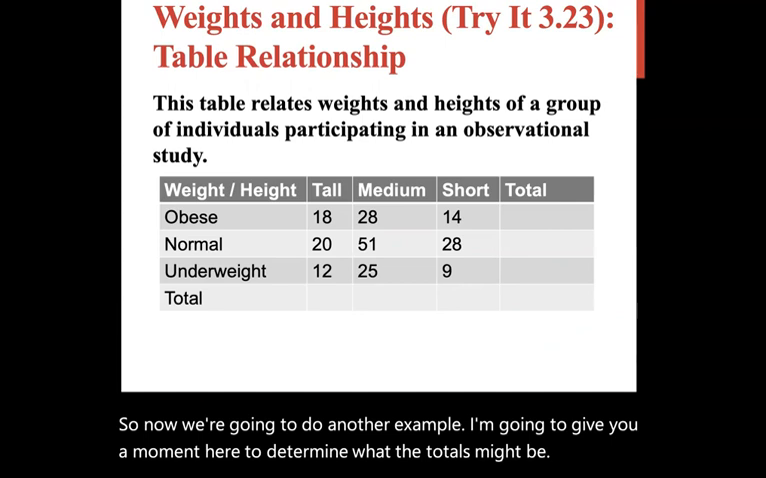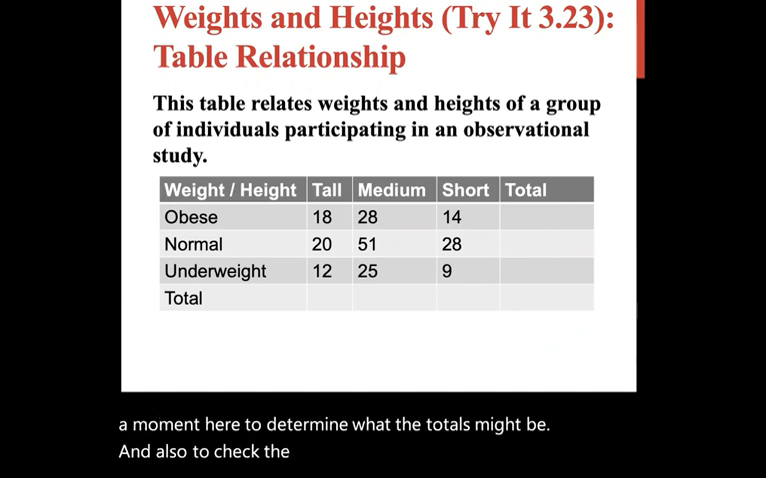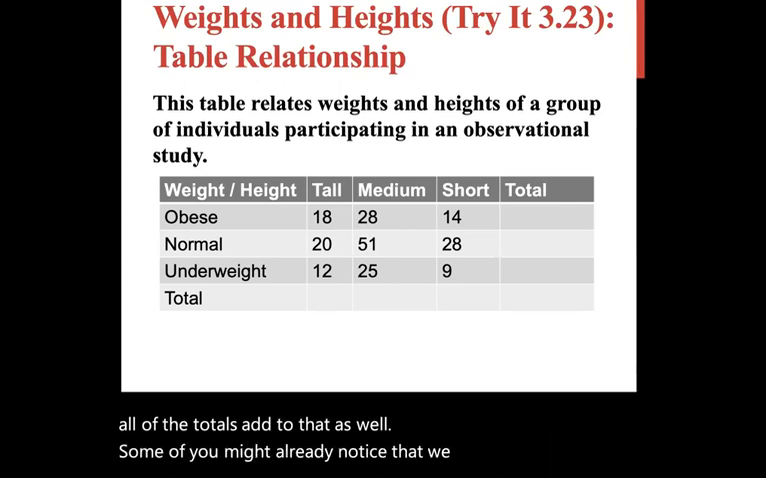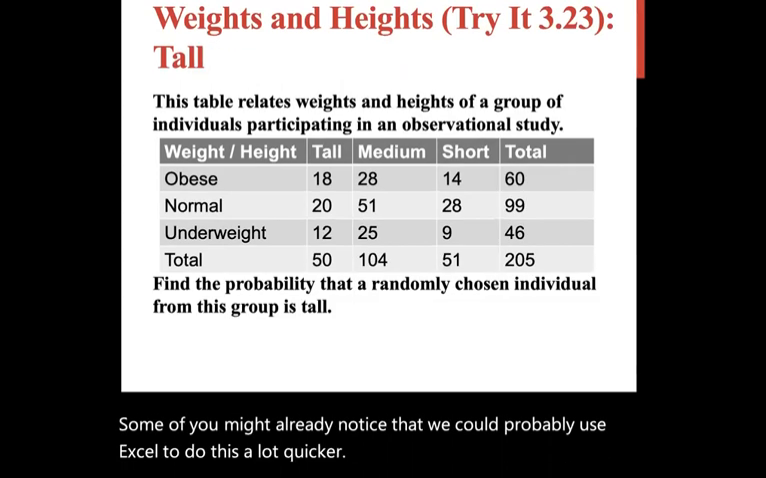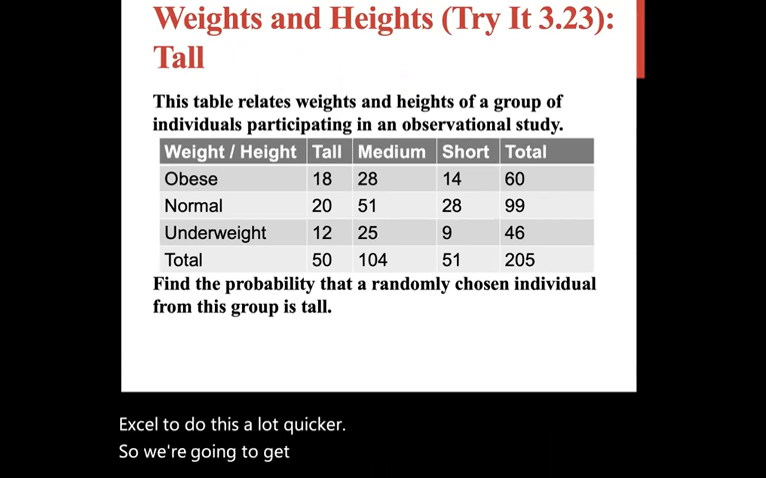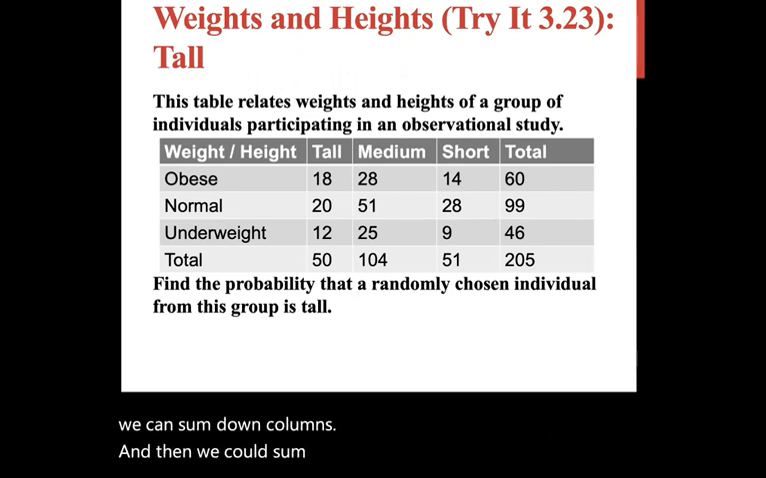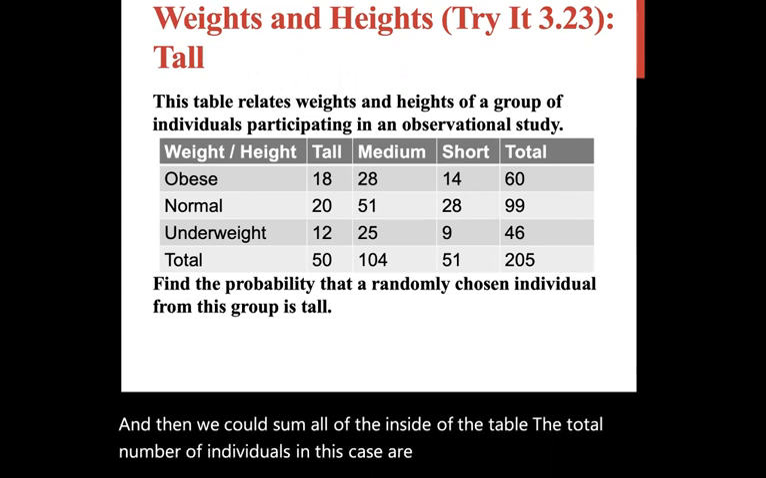And also to check the total in the entire table and make sure that all of the totals add to that as well. Some of you might already notice that we could probably use Excel to do this a lot quicker. So we're going to get our totals. Again, we can sum across rows, we can sum down columns, and then we could sum all of the inside of the table. The total number of individuals in this case are 205.